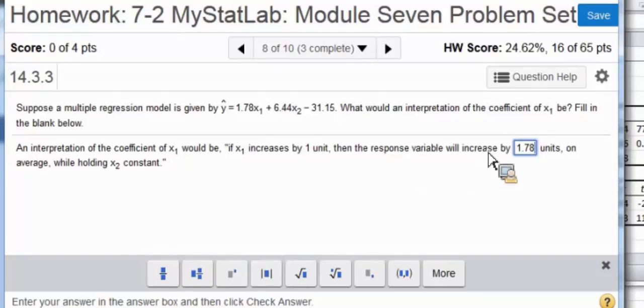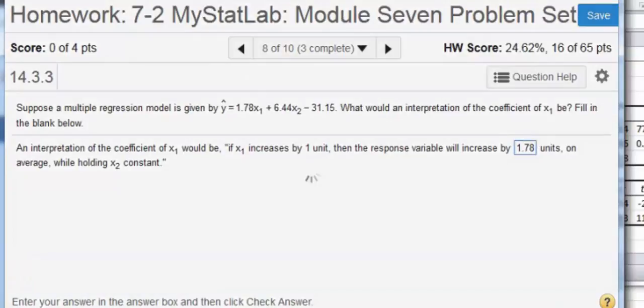Kendra, epsilon value, it depends on how it's worded. You could say it'll decrease by 4, or it will change by minus 4. There are several different ways of saying it. Okay, so that's question 8.